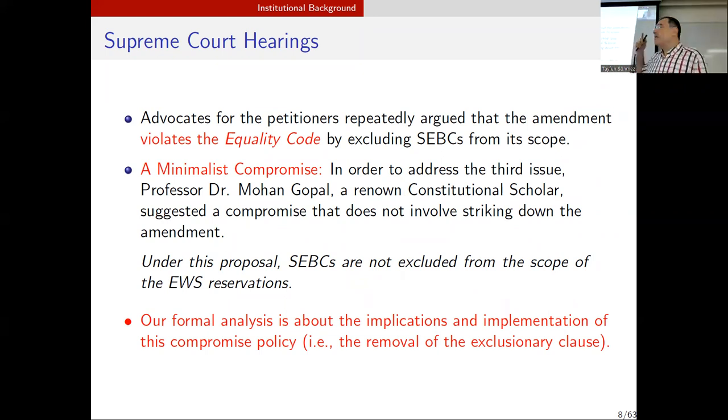If India were to follow this compromise policy, what would or could happen? How could it be implemented? And importantly, once you follow it, the non-overlapping structure of vertical reservations is no longer valid, right? Of course, lawyers and judges don't think carefully about this. So they might not know that this technical aspect might have big implications, but it does, and it caused lots of confusion in the decision.